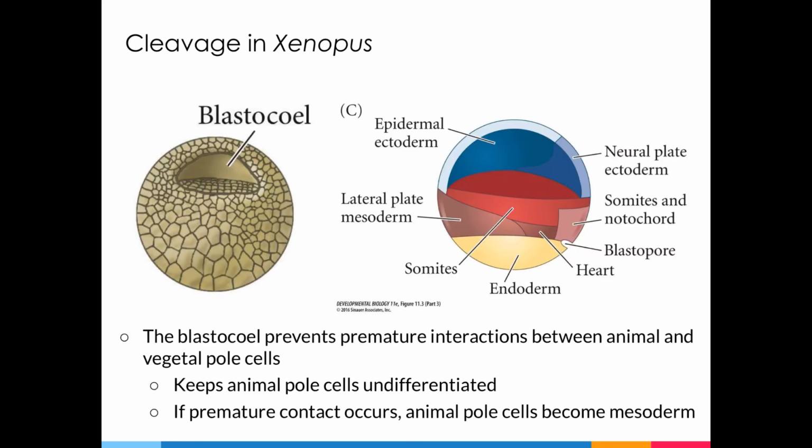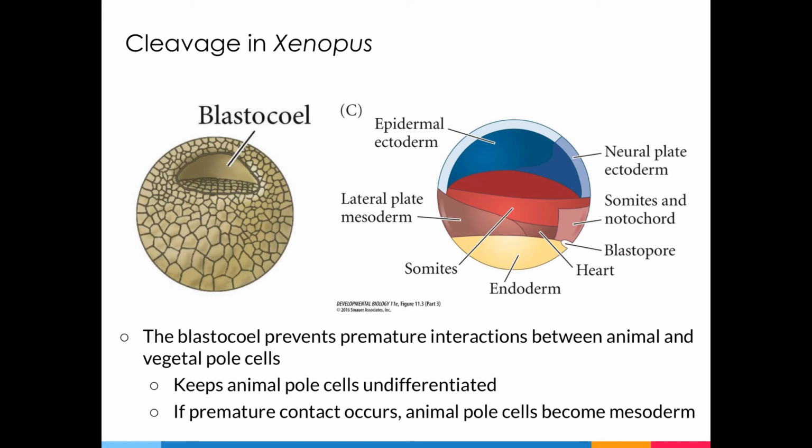The blastocele is more than just a fluid-filled cavity. It actually plays important roles during amphibian development. One of those roles is to prevent the premature interaction between the animal and the vegetal pole cells. In amphibians, the cells of the animal pole will give rise to the ectodermal tissues, while the cells that are located under the blastocele will become the mesoderm, and those located at the vegetal most region will give rise to the endoderm. If the blastocele was not present and the animal pole cells were allowed to come into contact with the cells of the vegetal pole, the animal pole cells would actually become mesoderm instead of ectoderm.